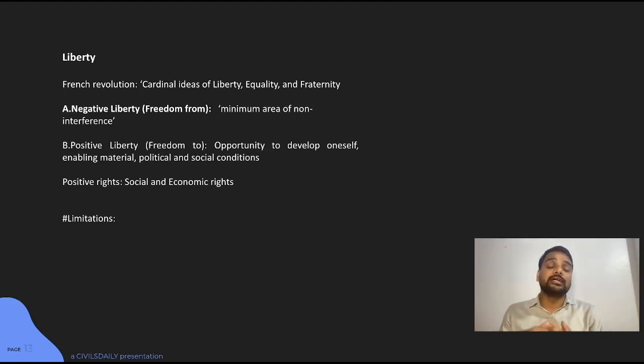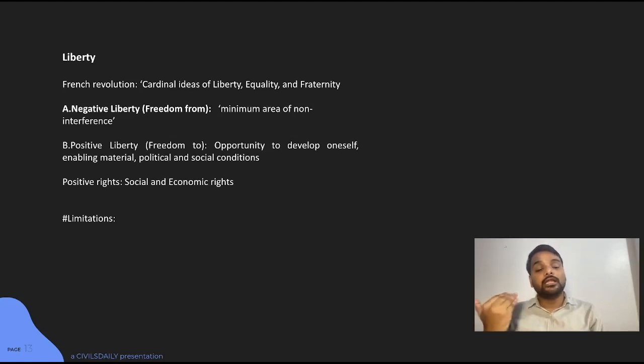So enabling conditions, economic, political, social, are needed. If there is unrest going on all around, you cannot study, you cannot do anything. If there is a political crisis going on, you cannot develop yourself. These are the areas of positive rights, like social and economic rights. You should be able to eat, you should have a roof over your head, you should have minimum basic necessities available, and only then can you have positive liberty. So liberty, negative and positive, both have to be there. Negative liberty is the minimum condition required, and positively we are moving towards it as enabling conditions are there.